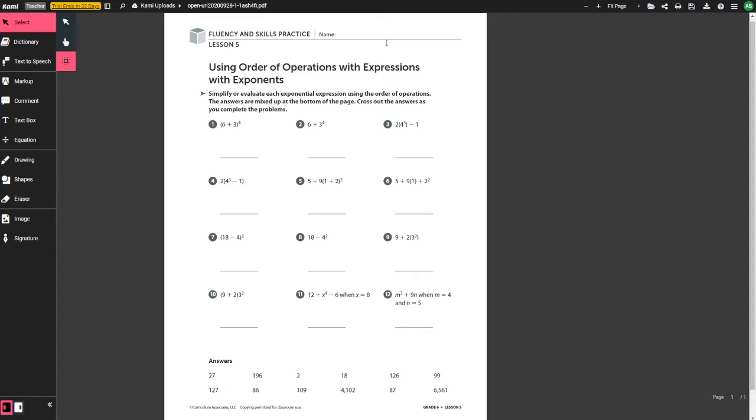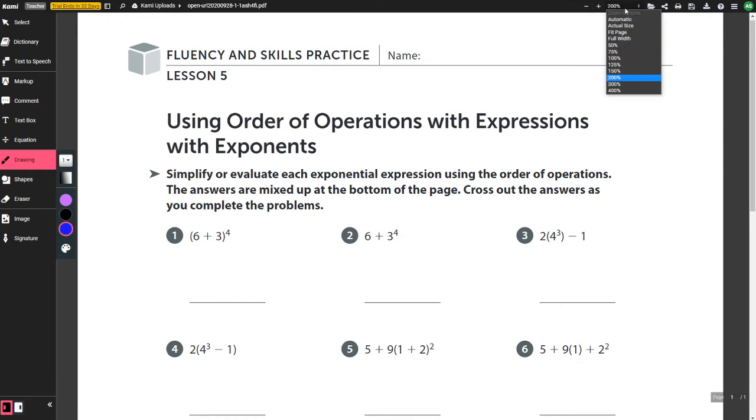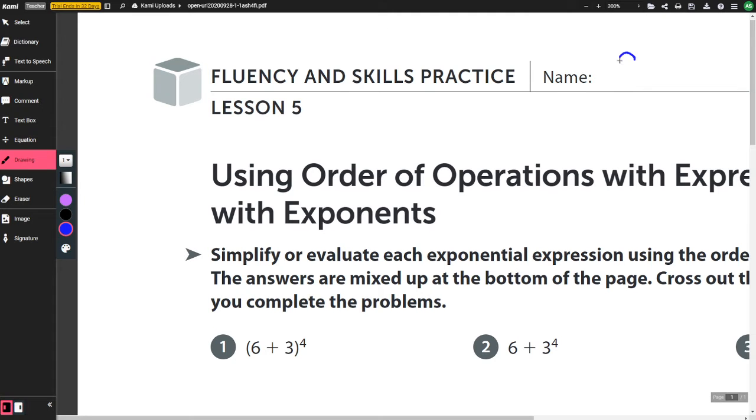This time we will be using order of operations with expressions and with exponents. The first thing we're going to do, we're going to zoom in a little bit and we're going to write our name. Please get in the habit of writing our name.